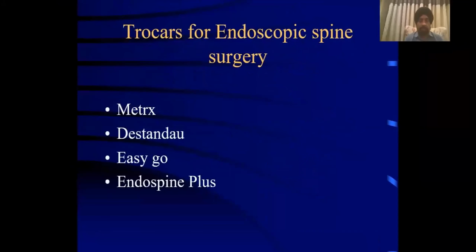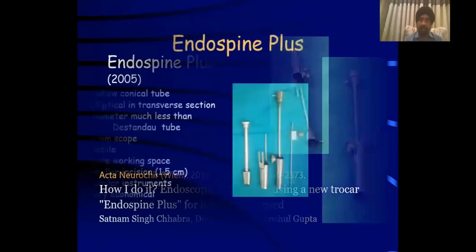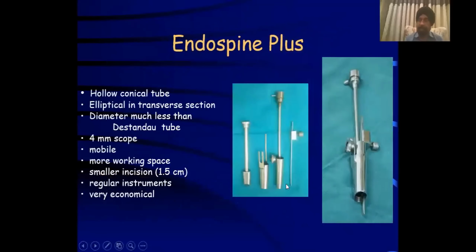Now, there are several tubular retractors available in the market, like Metrx System, Destandau, EasyGo, and Endospine Plus, which I have designed. I use Endospine Plus. I've been using it for the last 15 years or so. I started using it in 2005. Before that, I was using the Destandau tube, and this device was published in 2019 in Acta Neurochirurgica. This is basically a modified Destandau tube, something between the Destandau tube and the EasyGo system.